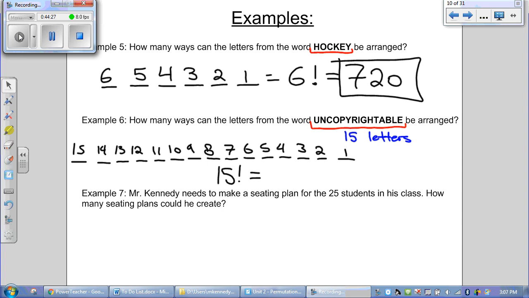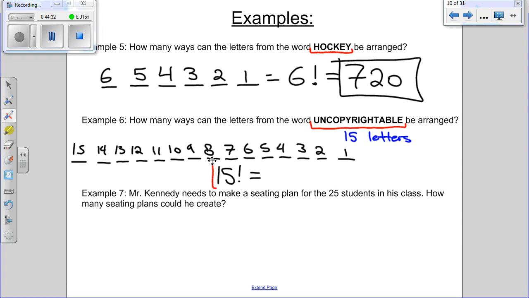Example 7. Mr. Kennedy needs to make a seating plan for the 25 students in his class. How many seating plans could he create? So you imagine there's 25 desks. I need to fill each one with a different student. That means there's 25 placeholders, 25 things to go into each spot. You could draw each spot out and fill each spot in. It's not a bad idea, but for a question this big, it might be better to recognize 25 spots is 25 factorial. You could draw it out. It would still work out.